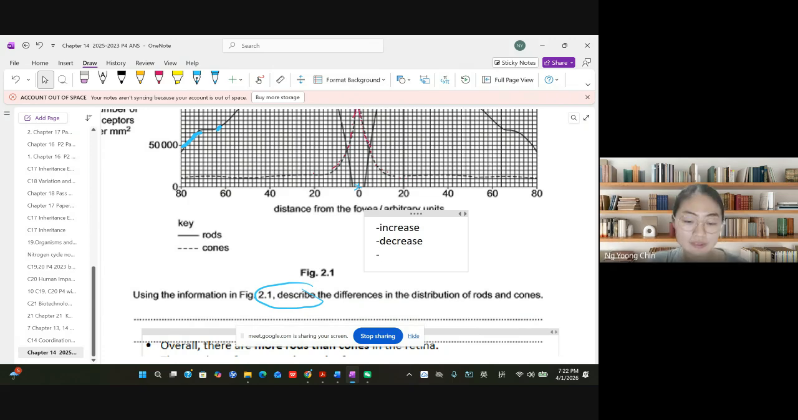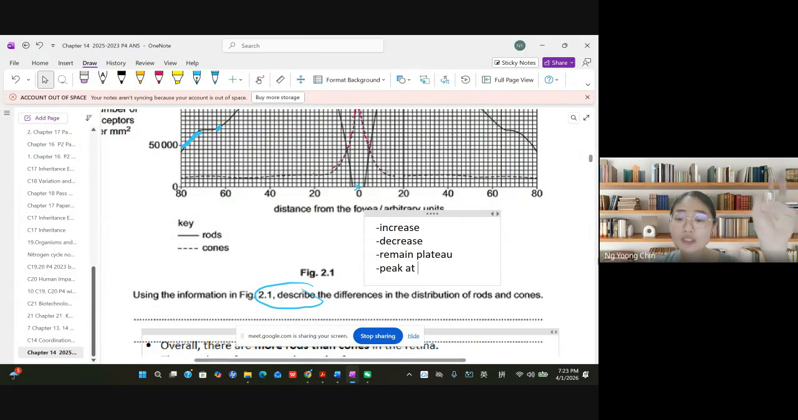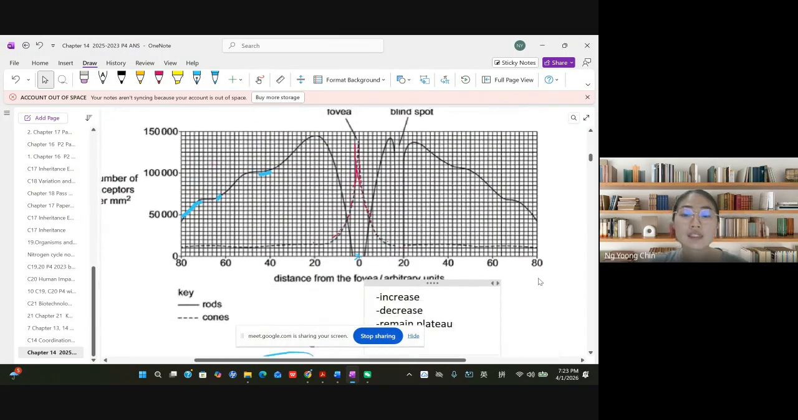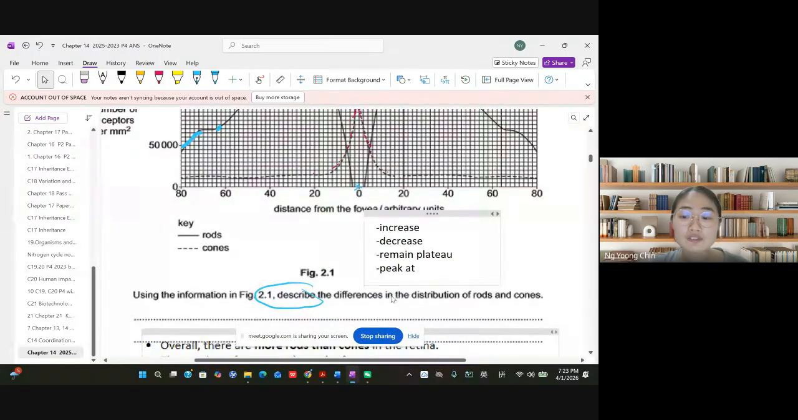Or you can write about which one? Okay, remain plateau. What's meant by remain plateau? Remain plateau, which is the line, right? It just becomes stable. There's no more increase. 直线、平行线 called plateau. Another one is peak, yeah, peak at some spot, something like that. So generally just these 4 terms, right? And then how are you able to describe the difference?